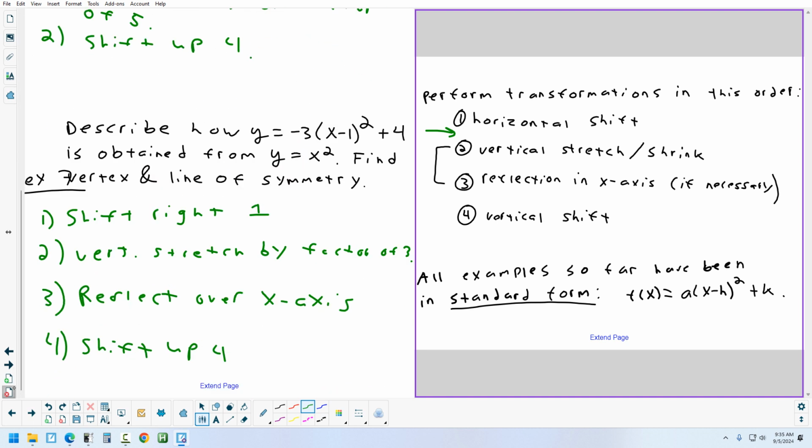If somebody FOILed all this out and combined like terms, that would make it a lot harder to figure out the transformations. So if somebody did FOIL this out by squaring it, distributing the -3, and then adding 4, we have to undo all that and make it back like that. And the way that we do that is completing the square. Completing the square is something you would have done in algebra 1 or 2. I'll go through how to do it. Not really teaching a whole lesson about it because it's something we need to know in pre-calc.